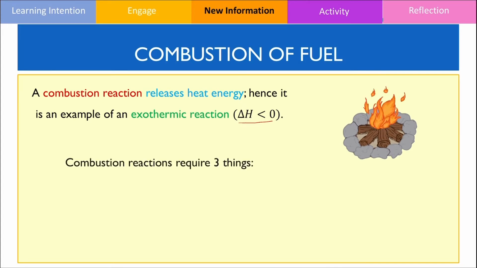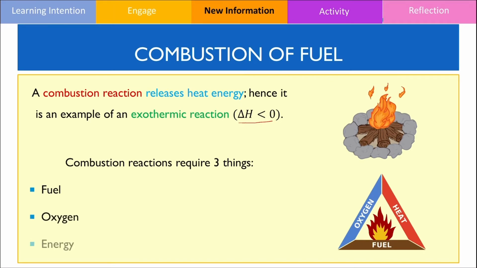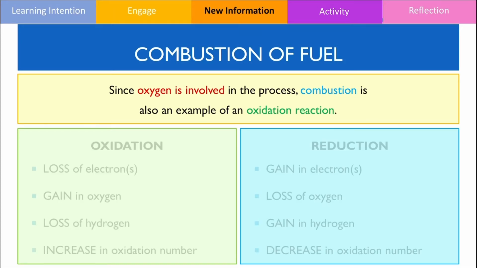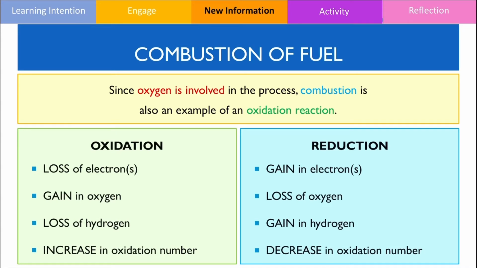For a combustion reaction to occur, three things must be present: fuel such as a hydrocarbon, oxygen supply, and heat to initiate the combustion process. Because oxygen is a reactant in combustion, combustion reactions are an example of an oxidative process. There are many ways for us to tell whether an oxidation reaction has occurred. For instance, oxidation generally involves the loss of electrons, but we can also recognize if oxidation has taken place if oxygen was gained, which means that oxygen had to be a reactant in the chemical reaction.